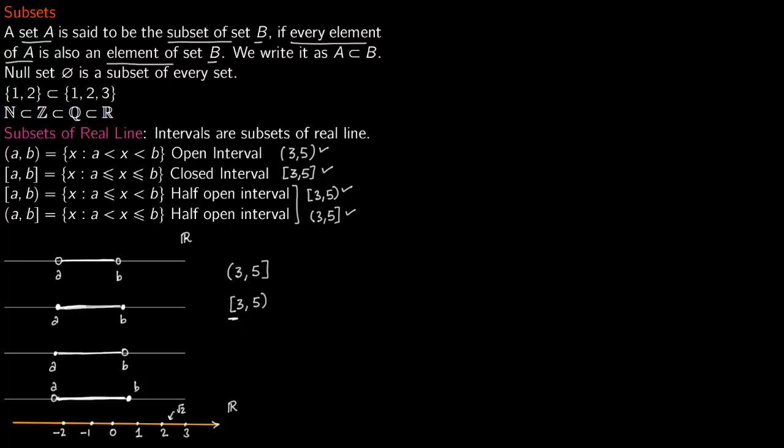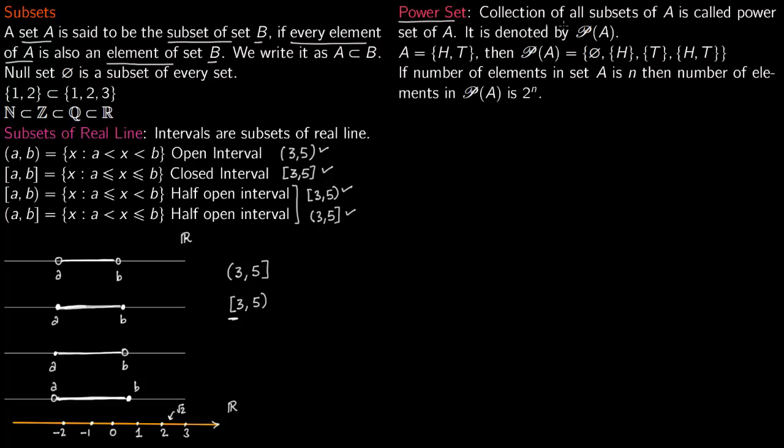Now we talk about power set. So what is a power set? It is the collection of all subsets of a given set A. So first you fix a set A, and then you talk about all its subsets. This collection of all its subsets is called the power set of A. You denote it by this curly P of A.